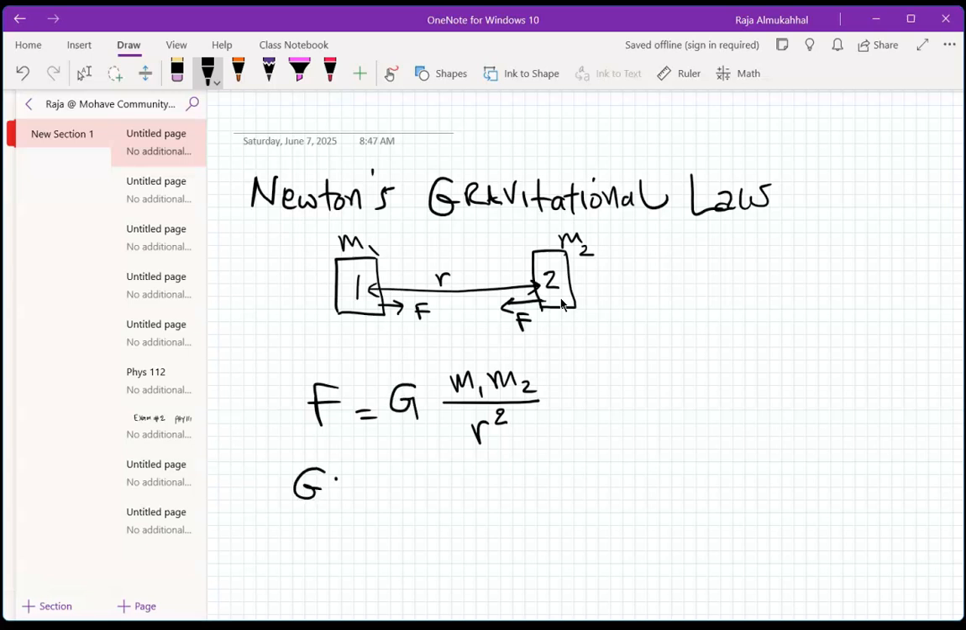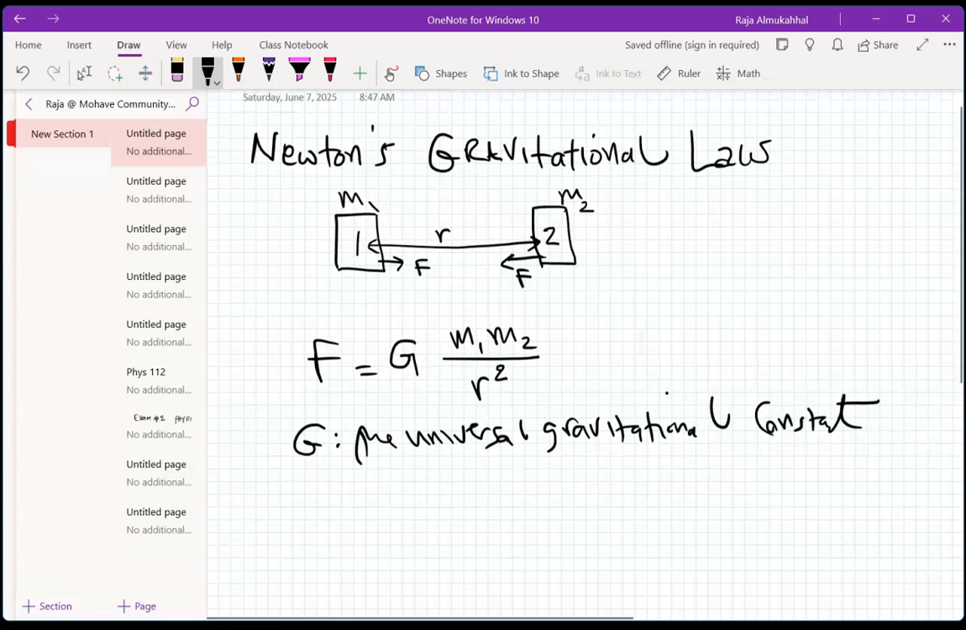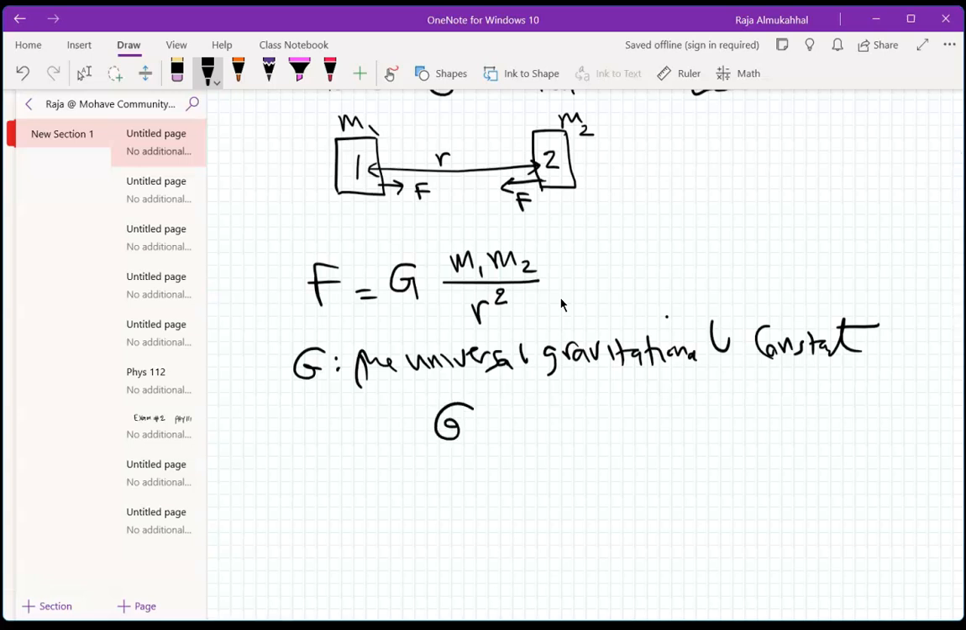This G, we call it the universal gravitational constant. And it has a specific value. G is equal to 6.67 times 10 to the negative 11 Newton meters squared over kilogram squared.